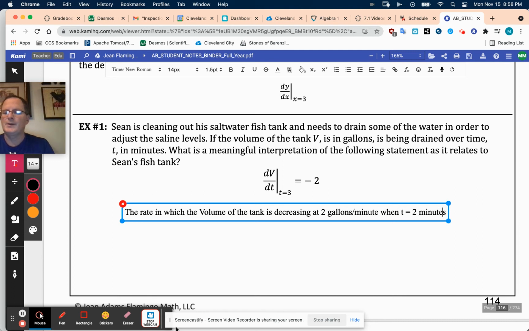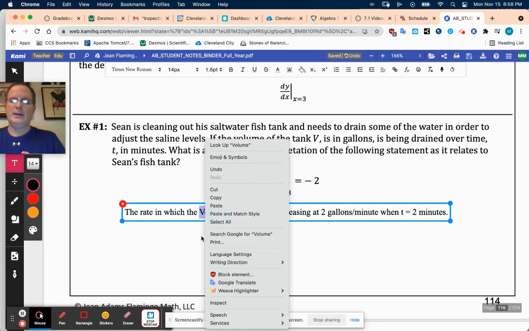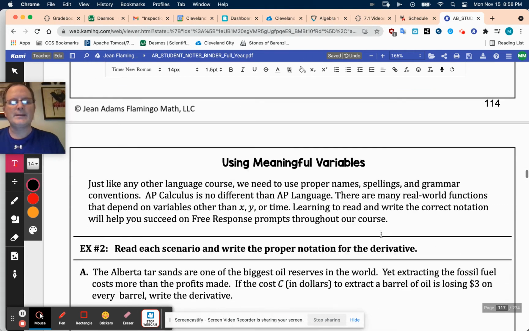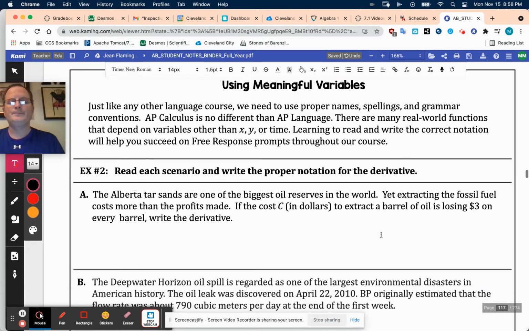And so if you were to talk about this on the AP exam, you'd have to say something like this. You need to talk about the rate and have the proper units, so the 2 gallons per minute, and when that is happening in particular. Okay, so there's example one. Let's head to number two.